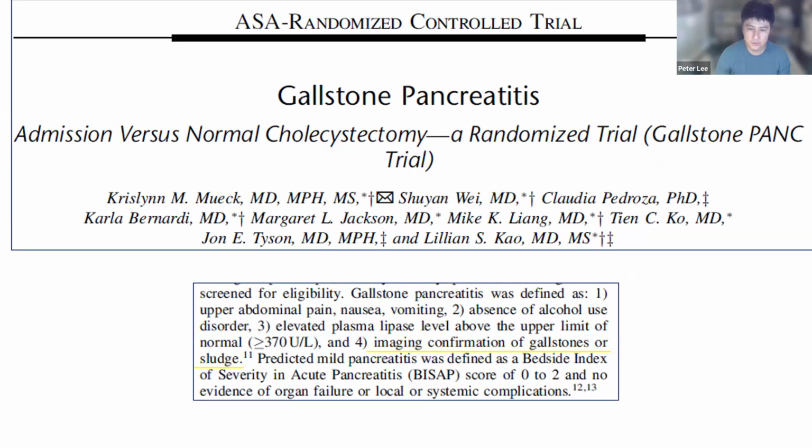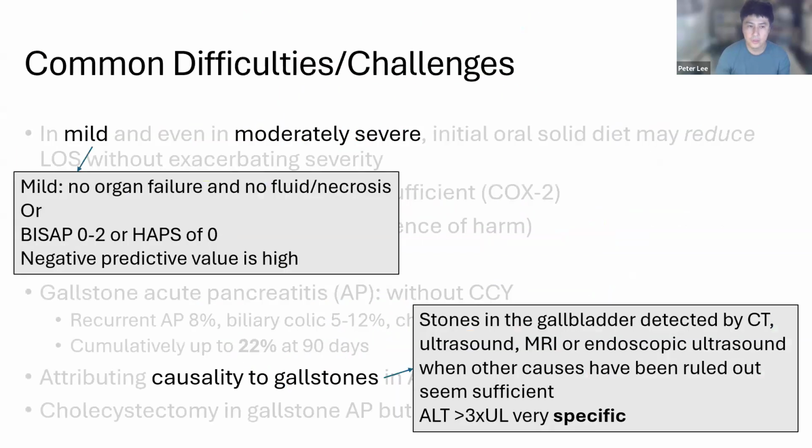What about predicted mild severity? Well, they used the BISAP score, which most of us probably know well, and you can easily find that online on MDCalc, or if there's no organ failure or local or systemic complications. So touching on gallstone pancreatitis, and also managing nutrition, in mild and moderately severe pancreatitis patients, if there's no organ failure, fluid or necrosis in and around the pancreas, and the BISAP or HAPS score is low, these scores actually have a very high negative predictive value in ruling out severe pancreatitis.